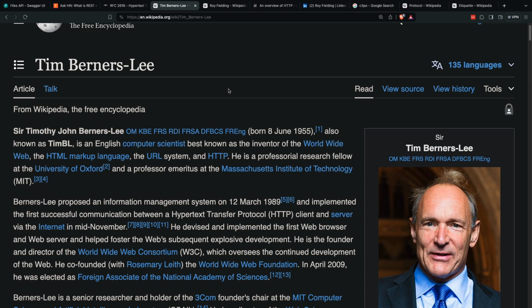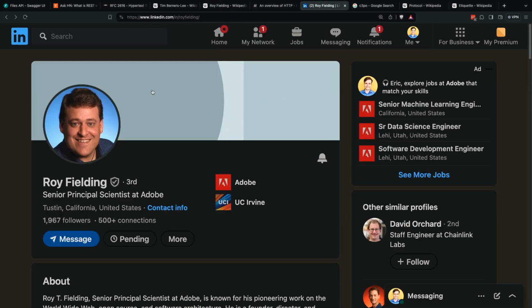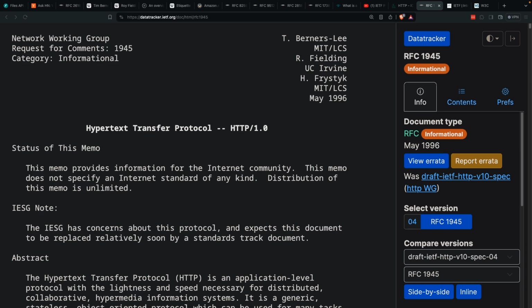Okay, so this is Tim Berners-Lee. Another key player in the formation of HTTP is Roy Fielding, who, by the way, you can find on LinkedIn today. In 1996, Roy Fielding was a graduate student at the University of California, Irvine, and he wasn't even studying computer networking, and yet he found time to write this document in collaboration with Tim Berners-Lee.